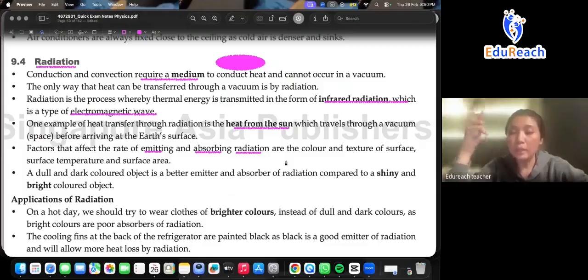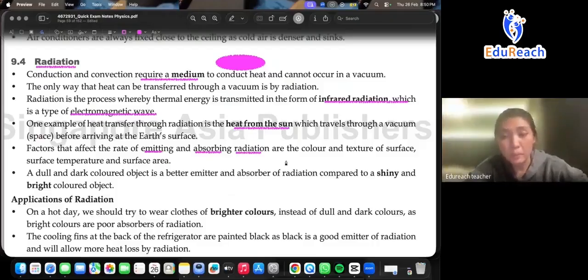So darker colors like gray, like dark grays to even black, they are good absorbers and good emitters of radiation. Whereas bright colors like white, perhaps also maybe even silver, they are poor emitters and poor absorbers of radiation. Rough textured surface, good absorber, good emitter. Smooth surface, poor absorber, poor emitter.